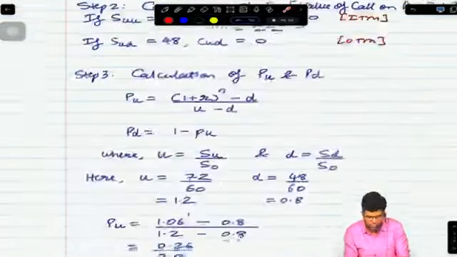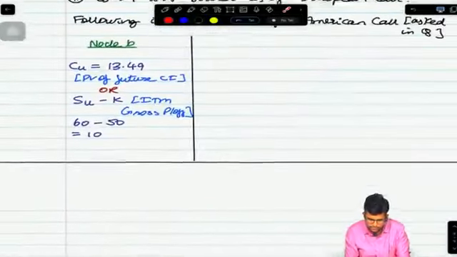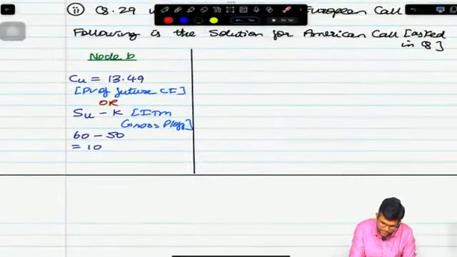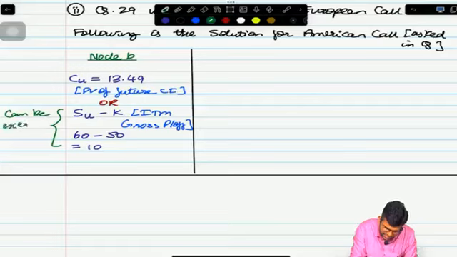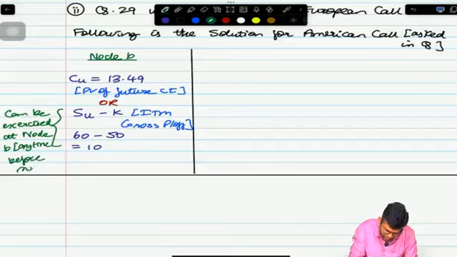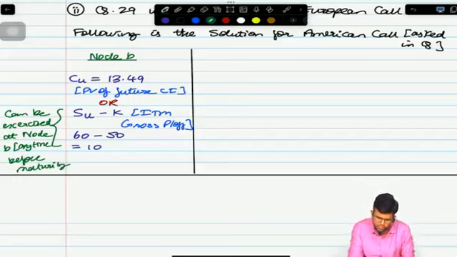So therefore I will write here 10, and just for your benefit I will write: can be exercised at node B any time before maturity. Everybody clear now? Node B, node C.